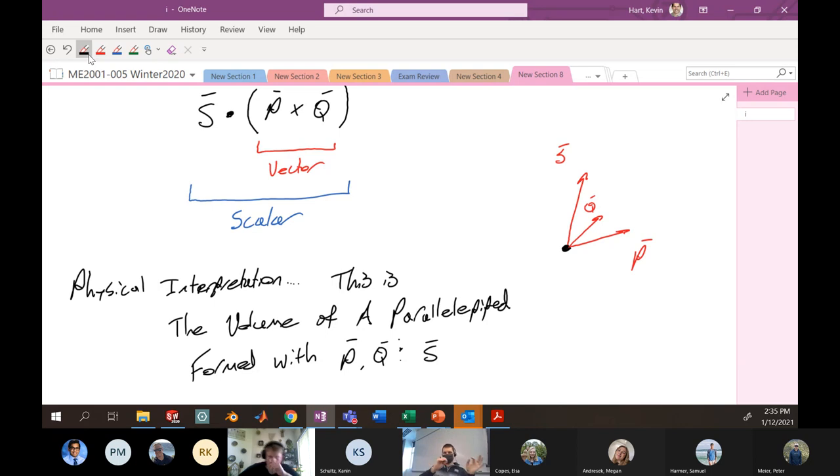Now, a parallelepiped is thinking about these three vectors as the nexus of a shape that has a rectangular kind of feel to it. So if I thought about the plane that contains S and P, and continued with that plane, it might look something like that. And then if I projected that backwards into the plane that contains Q and S, it might look something like this. So here is the parallelepiped that's formed by P, Q, and S.